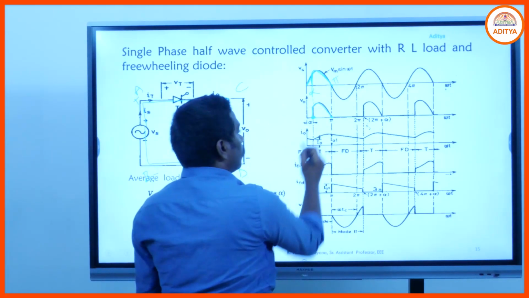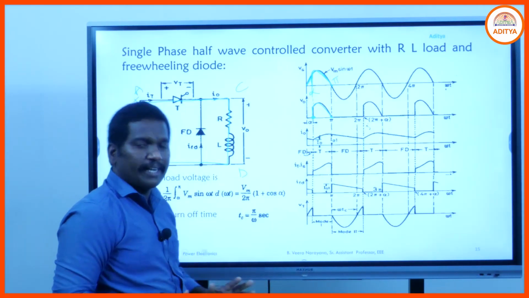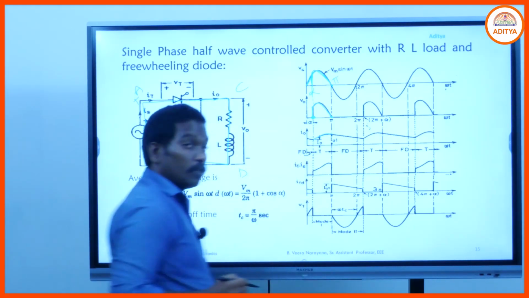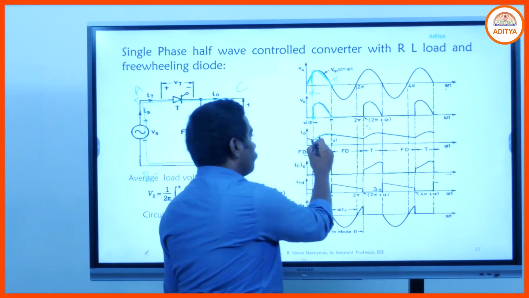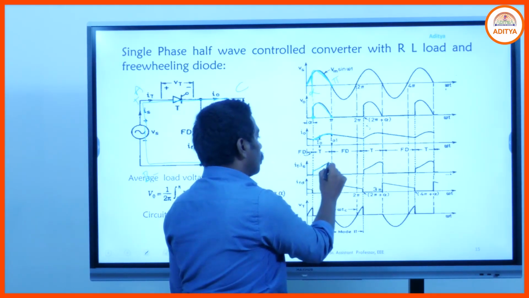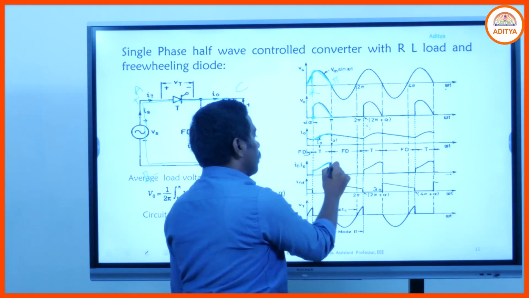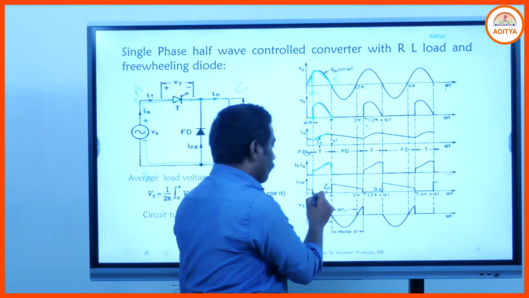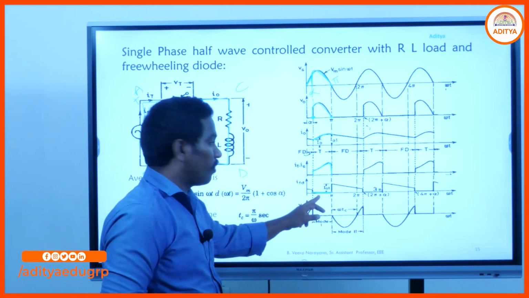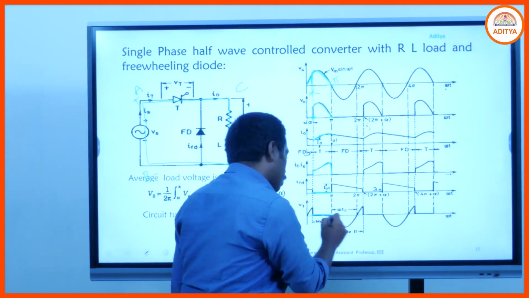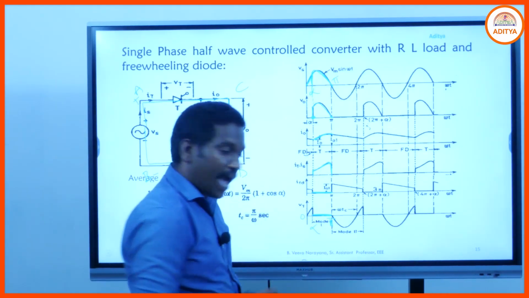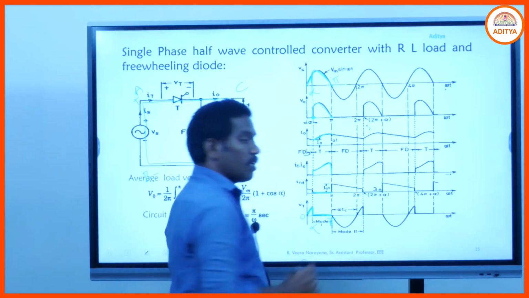And the output current, assume a large value of inductor so we go through the continuous conduction mode. Some energy must be stored in the inductor. Due to the presence of the inductor, from alpha to pi some energy is stored in the inductor. This is the current flowing through the thyristor. As long as the thyristor is in the on state, we have some output current, and this is the current flowing through the freewheeling diode. If the SCR is in the on state, then the freewheeling diode is in the off state. Hence the current through the freewheeling diode is 0 and the voltage across the SCR is also 0 from alpha to pi. From 0 to alpha, the SCR is forward biased, hence you have the source voltage across the SCR.